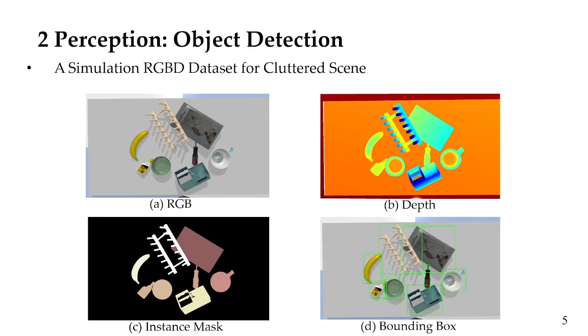For object detection, first we need a dataset for training, so we generate an RGBD dataset with cluttered scenes in Pivot. There are up to 10 objects on the table. For every image, we have ground truth of object mask and bounding box.